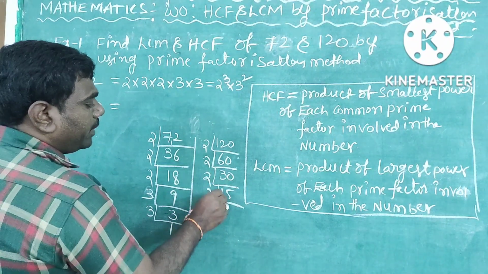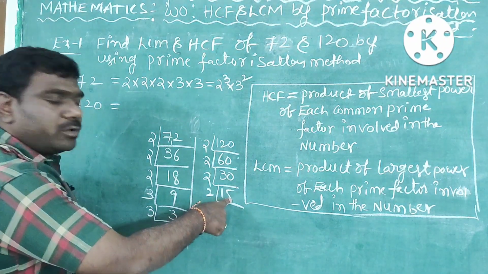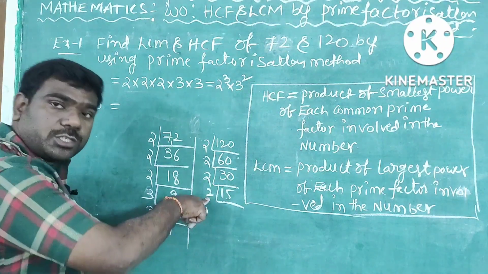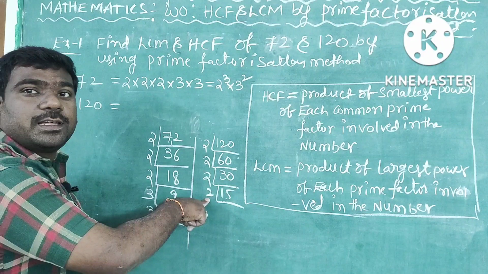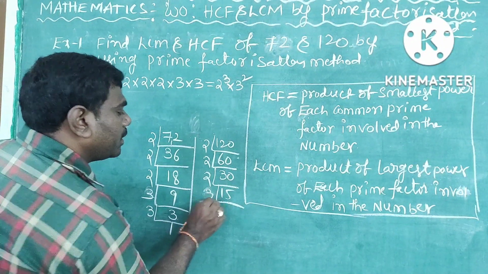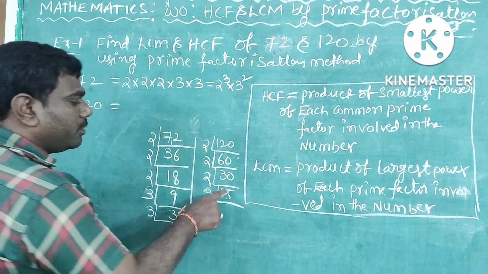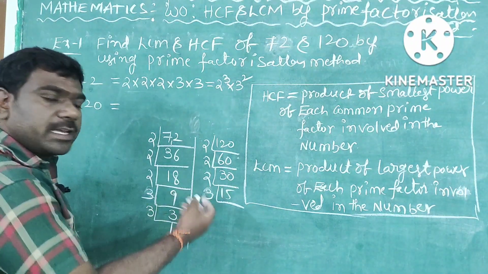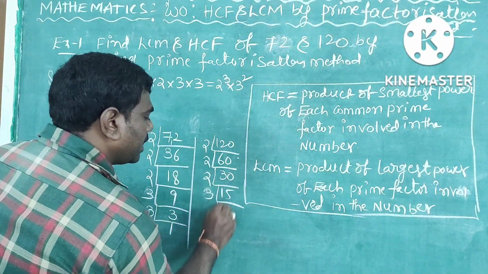Next, if I take 2, is it divisible? No, 15 is not divisible by 2. What should we do here? So take the next prime number, that is 3. Now is 15 divisible by 3? Yes. When it is, 3 5s are 15.